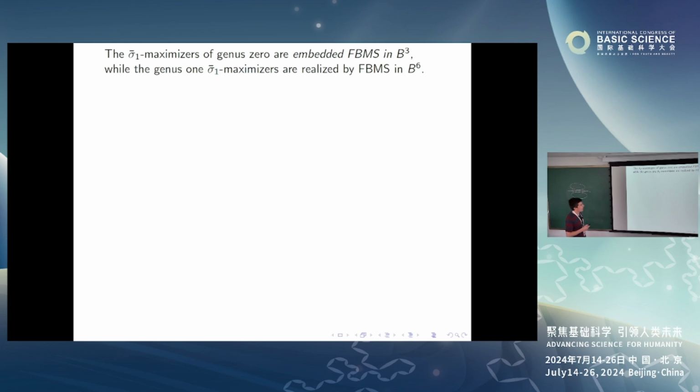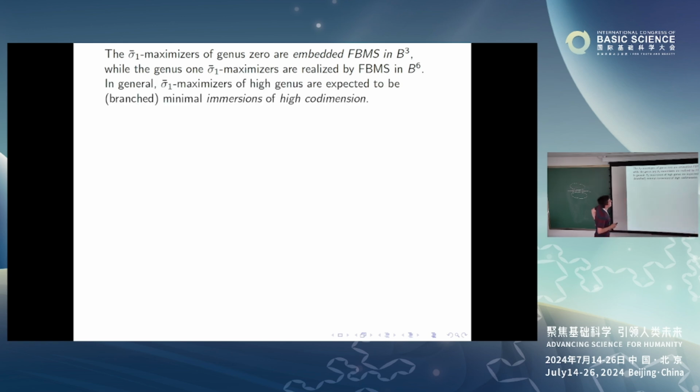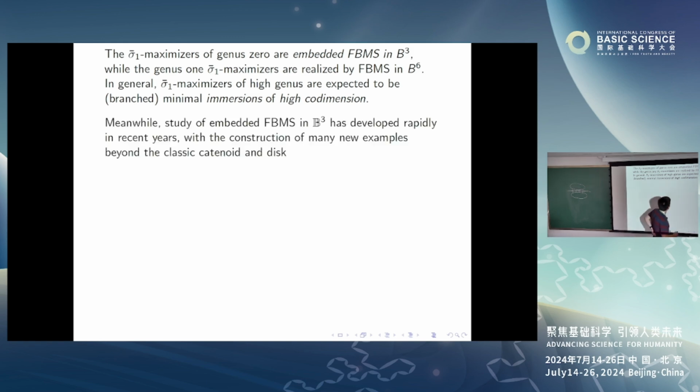All right. On the other hand, if we look at our genus 0 maximizers, these are going to be embedded free boundary minimal surfaces in the 3-ball. The genus 1 ones are going to be in B6. And in general, as the genus gets large, these are going to be very, very high codimension. So we're interested in finding examples where, as in the S3 case, we're forcing things to be codimension 1 and embedded. Okay. And in particular, in light of Fraser and Schoen's work, the study of embedded free boundary minimal surfaces in B3 has really taken off in the last decade.